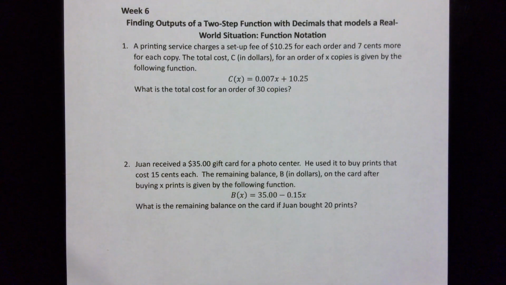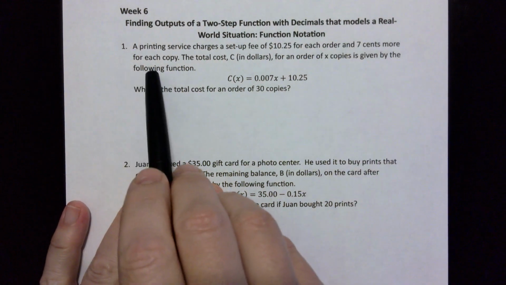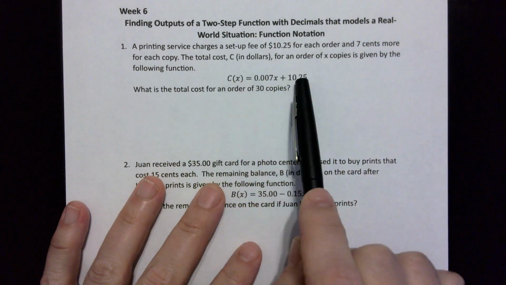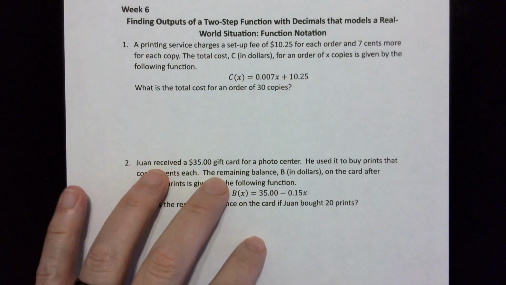Our first problem says we have a printing service that charges a setup fee of $10.25 for each order, and then 7 cents more for each copy. The total cost for an order of x copies is given by this function. What is the total cost for 30 copies?